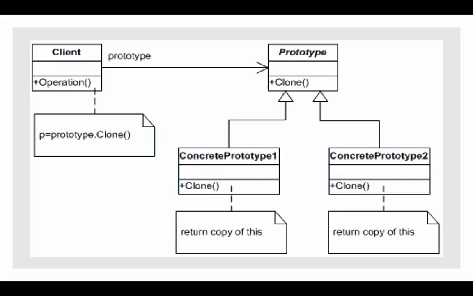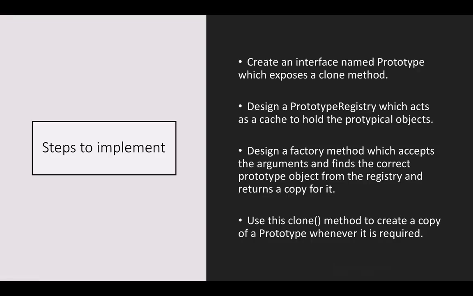Alright, so let's look at how we can implement this in Java. Alright, so let's take a look at the steps we need to implement. So the first step is create an interface named prototype which exposes a clone method. Okay. Then we'll be designing a prototype registry which acts as a cache to hold the prototypical objects. Then we will design a factory method which accepts the arguments and finds the correct prototype object from the prototype registry.